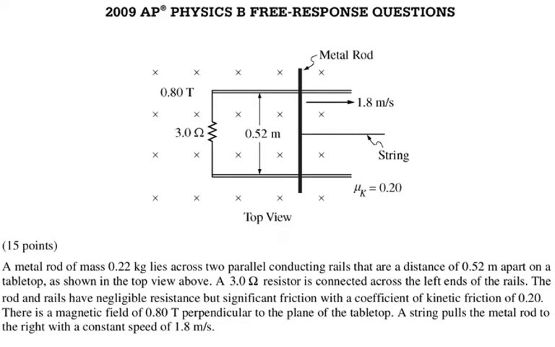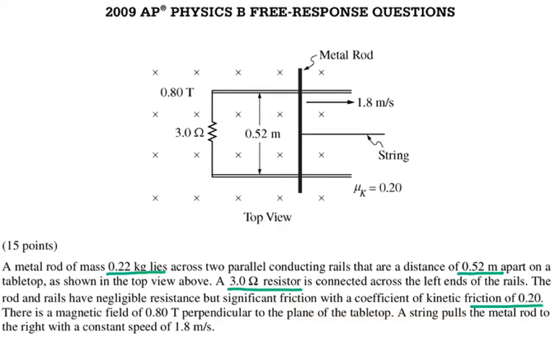So the problem states: a metal rod of mass 0.22 kilogram lies across two parallel conducting rails that are a distance of 0.52 meters apart, and that's on the graph. They show the rod on a tabletop, as shown in the top view above. A 3 ohm resistor is connected across the left end of the rails. The rod and rails have negligible resistance but significant friction, with a coefficient of friction of 0.2.